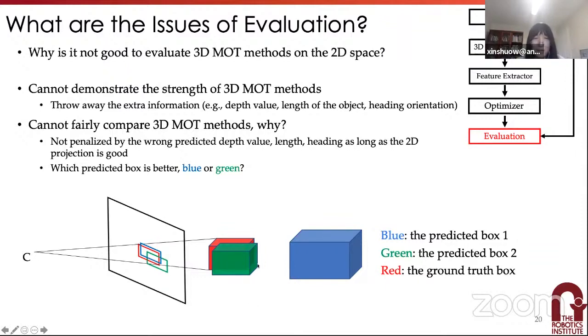Well, it's definitely not. If we look at the visualization here on the right, we can see that the green box has much higher 3D IoU compared to the blue one with the red one. And the blue one has a clearly wrong predicted depth value here. So that's not what we want. And the conclusion is that we should not use 2D metrics to evaluate 3D MOT methods, but instead use 3D MOT metrics.